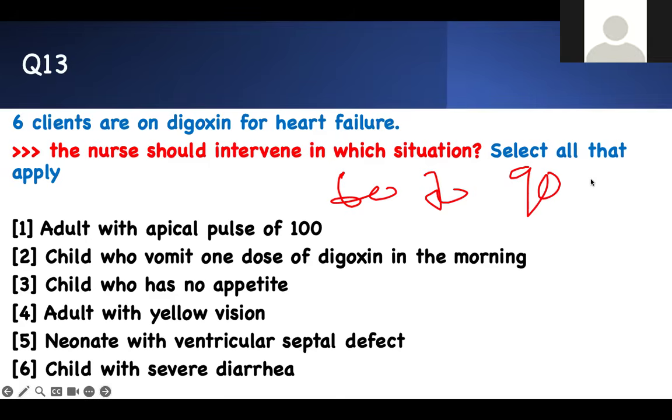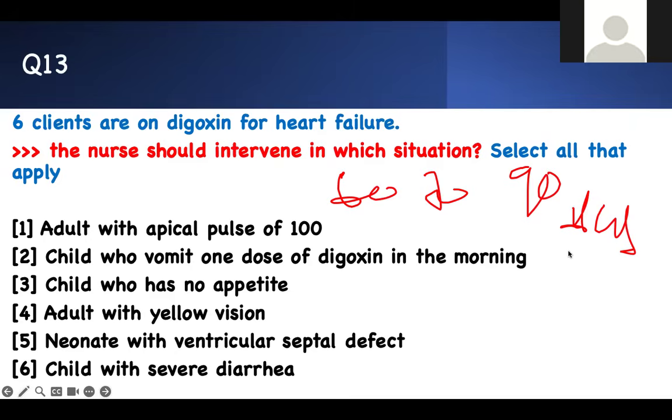And there are certain electrolytes. Number 1, signs and symptoms are GI symptoms. Therefore, what do you have? An adult with the apical pulse of 100. A child who vomits 1 dose of Digoxin in the morning. Child who has no appetite. Adult with a yellow vision. Neonate with ventricular septal defect. A child with severe diarrhea. Whose situation should you worry about? Which situation should we intervene?